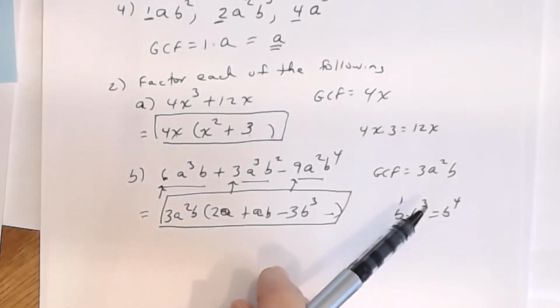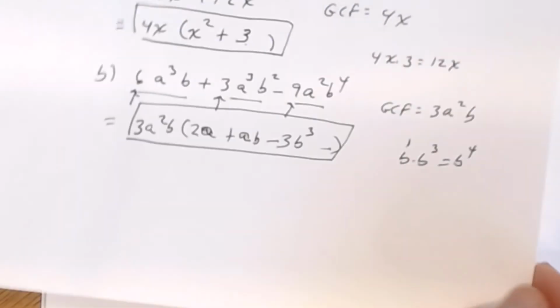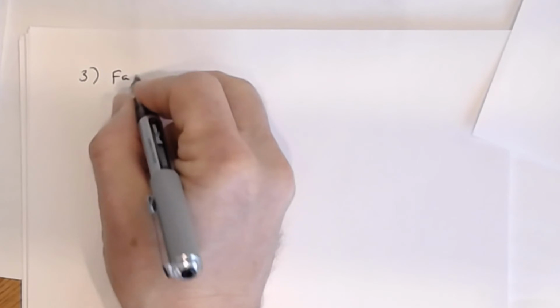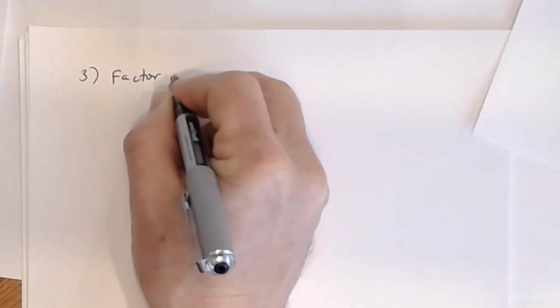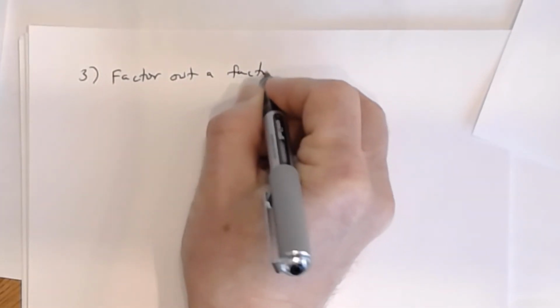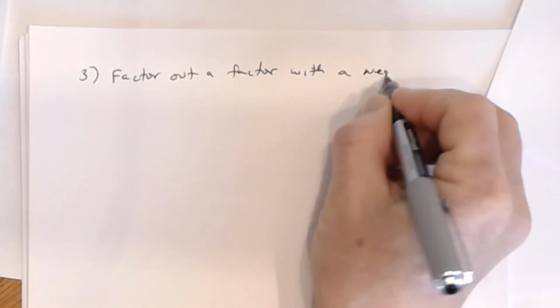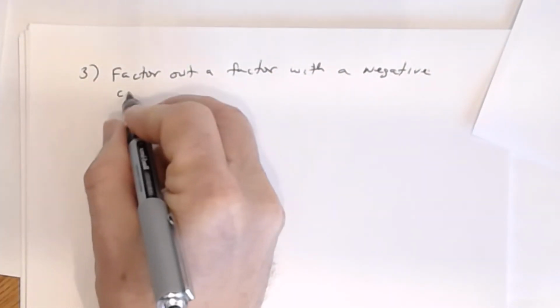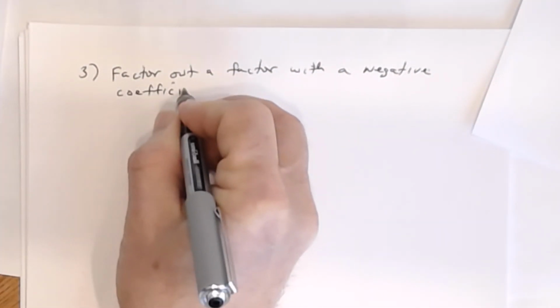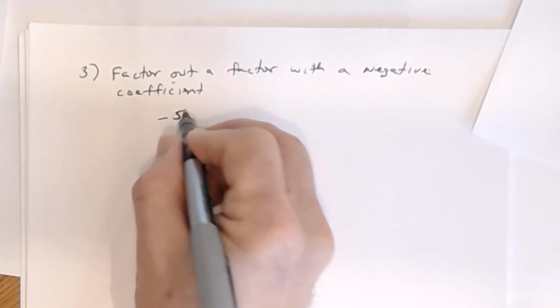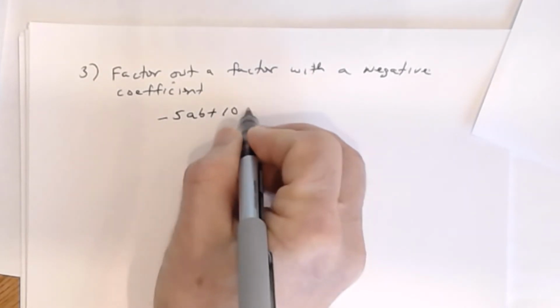All right, so let's do number 3. So this is going to be part 3. Now, one of the things that they're going to ask you to do on that worksheet is this. So the directions will say this. So just let me remind you what to do there. It's going to say factor out a factor with a negative coefficient. And so it'll look like this. It'll say something like negative 5ab plus 10a.